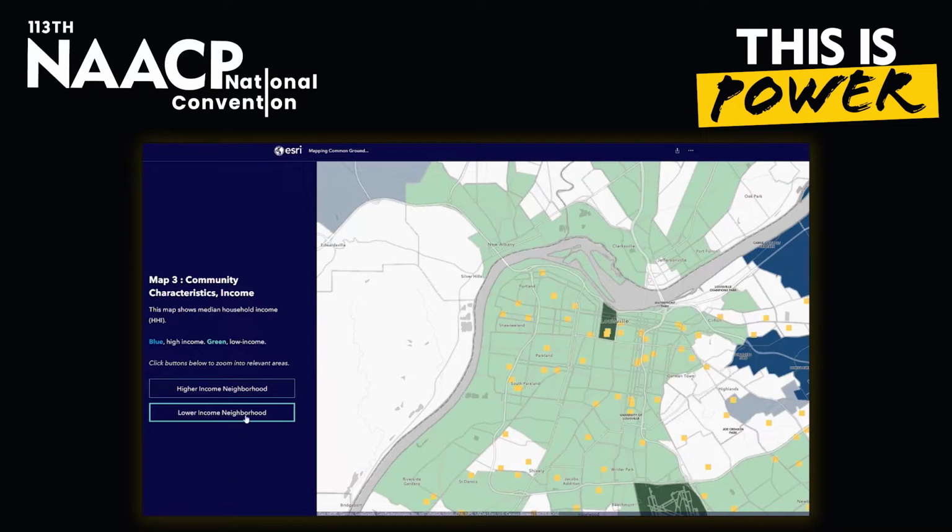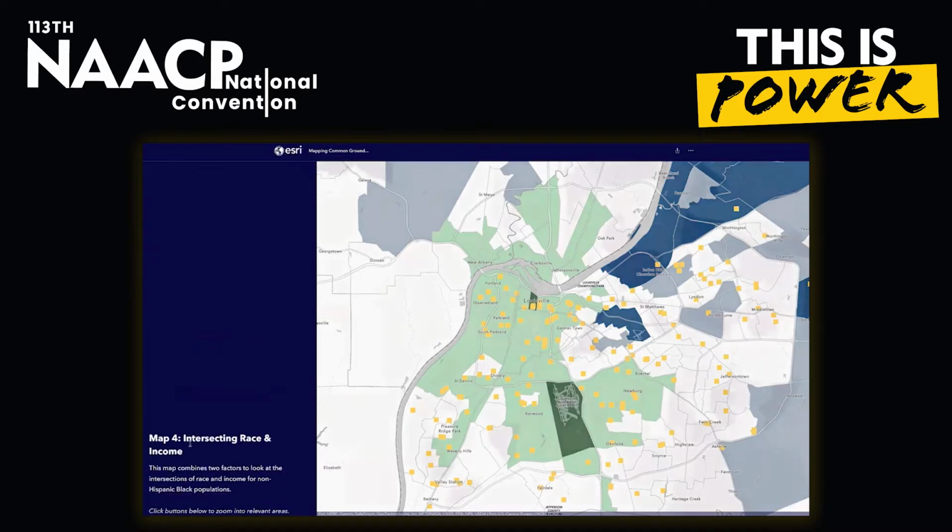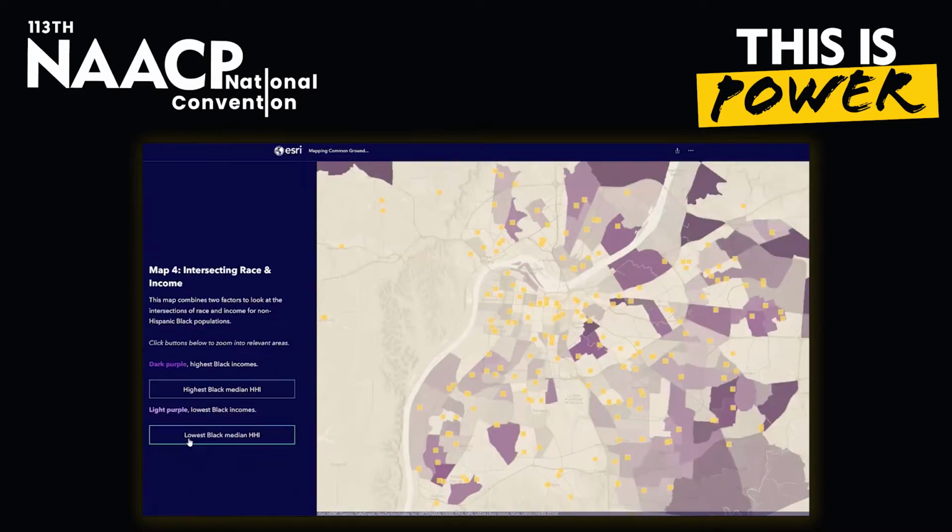A quick recap. We've just looked at the distribution of race and the distribution of income separately. Now let's take a look at the relationship between race and income. Here we've combined race and income. On this map, we're looking at Black median household income. There's a couple things going on here, shading and intensity.